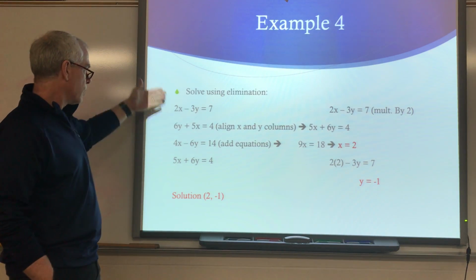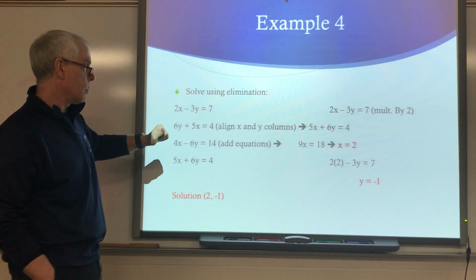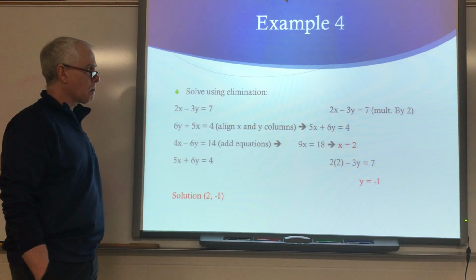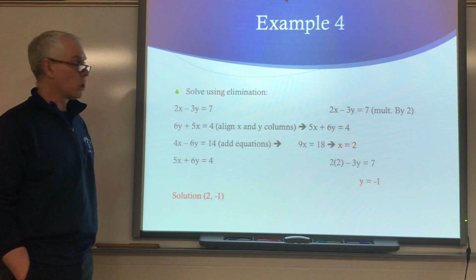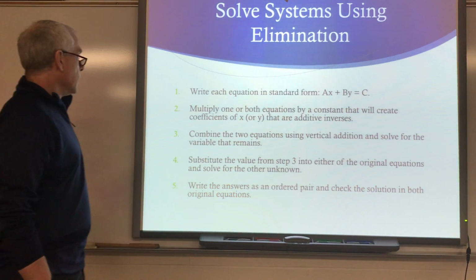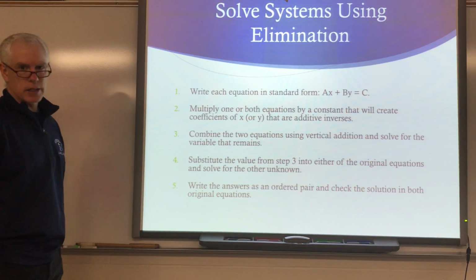So we wanted to align the x's and y's in the same column. We had to, in this case, multiply one of the rows by a number so that it would work. And then the rest of it, I think you guys have done before. Okay, so this is the process for elimination, right?